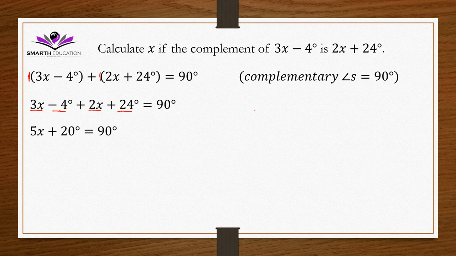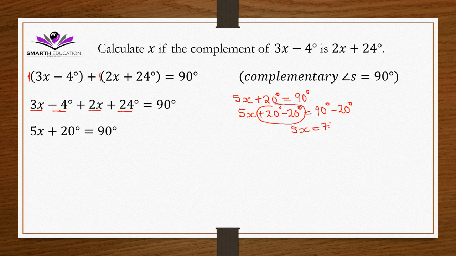What do we do after this? We have 5x plus 20 degrees equal to 90 degrees. So we subtract 20 degrees from both sides of the equation, the inverse of adding 20 degrees. So 5x plus 20 degrees minus 20 degrees equals 90 degrees minus 20 degrees. Positive 20 minus 20 is 0, so we remain with 5x equals 70 degrees.